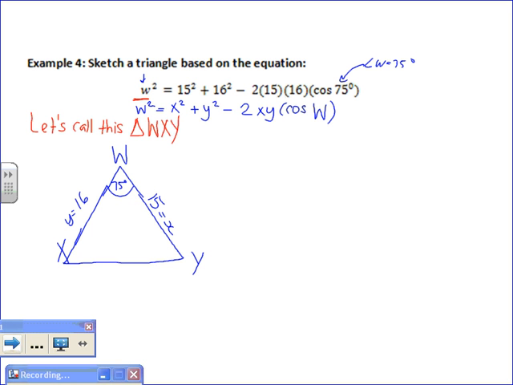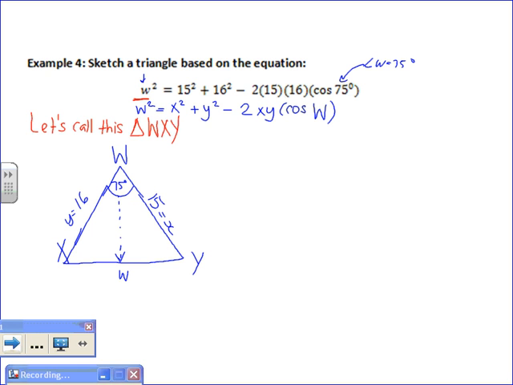Okay, all I'm asked to do is sketch it. I don't have to go any further here. Okay, and side length W would be over here, right across from angle W. Okay, I don't have to solve anything, just sketching it. So you don't always have to have an ABC triangle. You just have to think a little bit about your cosine law is always the same.